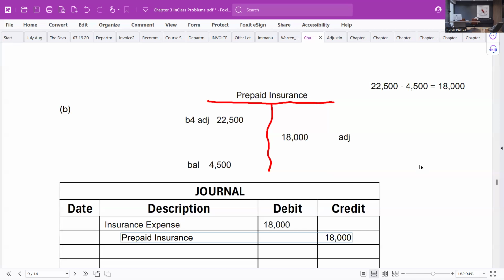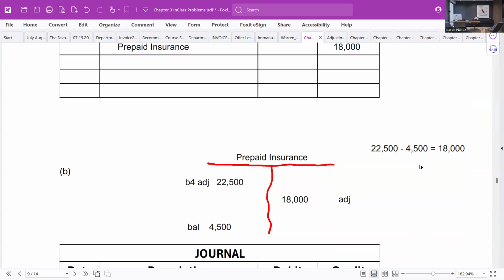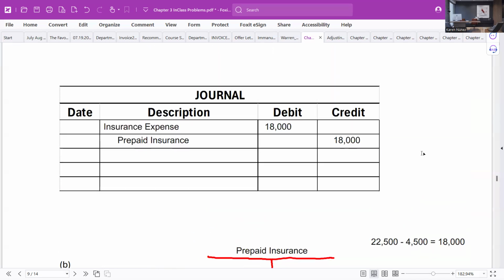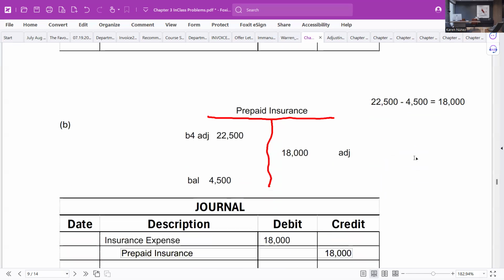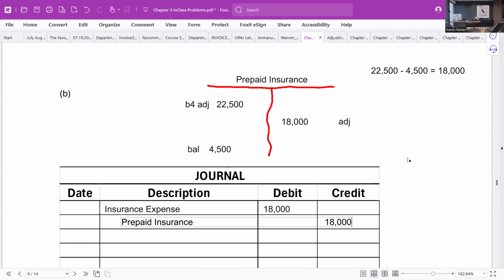So what's the difference in A and B? It's just how the information is given to us. In part A, they just tell us that the expired insurance is 18,000. In part B, they don't tell us the expired insurance. Instead, they tell us what the balance should be in the account. They give us the beginning balance or the balance before adjustment. They tell us what the ending balance should be. We have to figure out what the adjustment should be, the 18,000. The entries are identical because it's the same problem. It's just stated differently in A than it is in B, but basically the same problem. Okay?